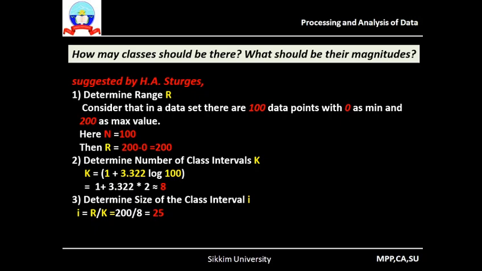Now in order to classify the data points into the 8 classes with the class interval as 25, we need to fix the class limits. So this is a very simple example that tries to explain the process suggested by H.A. Sturges.